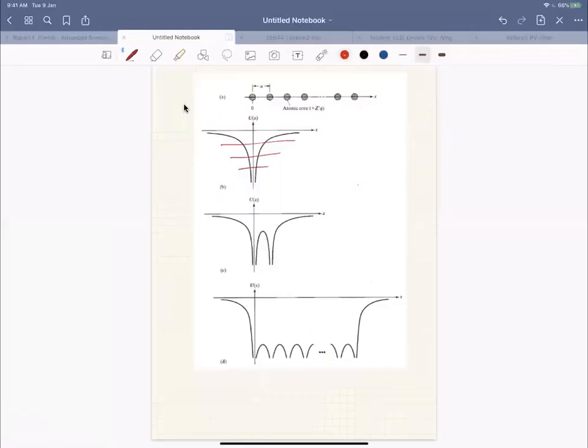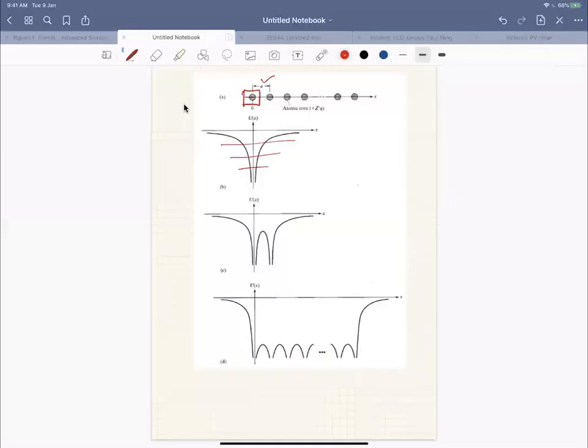Now, in a solid crystal, let's say this is a 1D crystal. We do not have a 1D crystal in nature, but let's assume this is a 1D crystal. This is my unit cell, and I could take this unit cell and repeat it, so I'll get a 1D crystal. And a is the lattice constant.